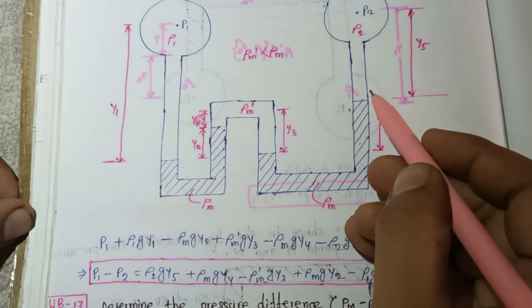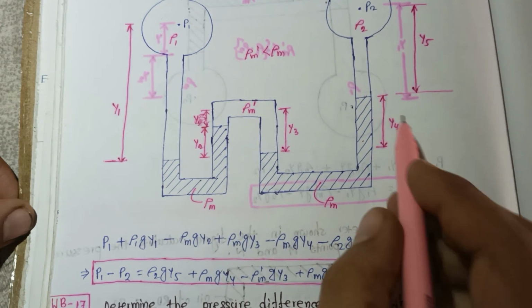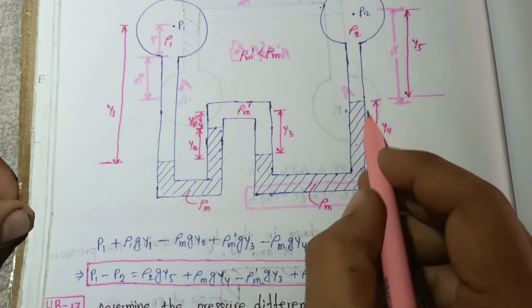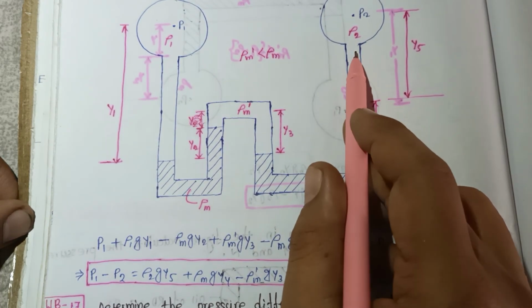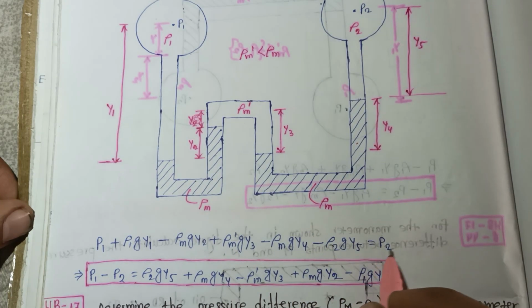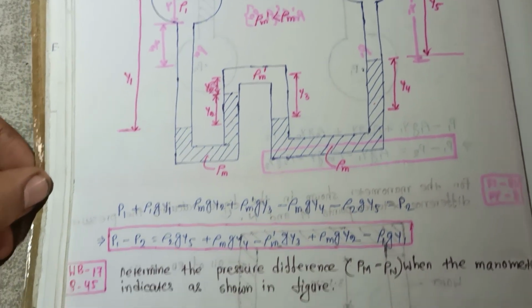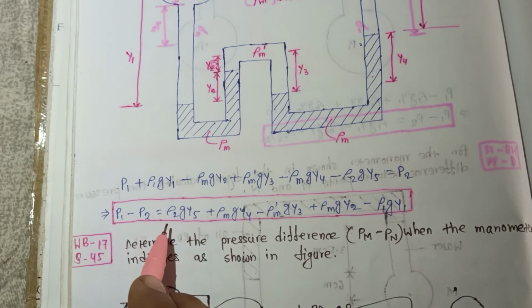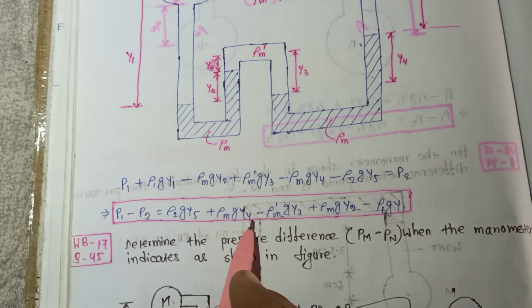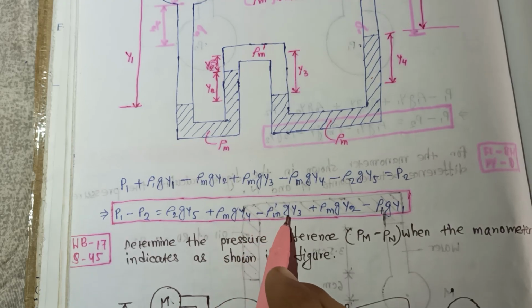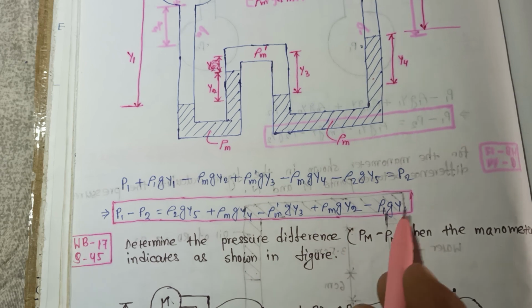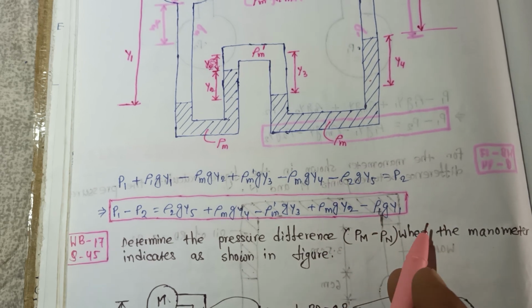Then there is again an upward direction, so minus ρ2 g y5, that is ρgh, where ρ2 is the density of this fluid, g is gravitational acceleration, and y5 is the height. That is equal to P2. So P1 minus P2 is equal to ρ2 g y5 plus ρm g y4 minus ρm dash g y3 plus ρm g y2 minus ρ1 g y1.